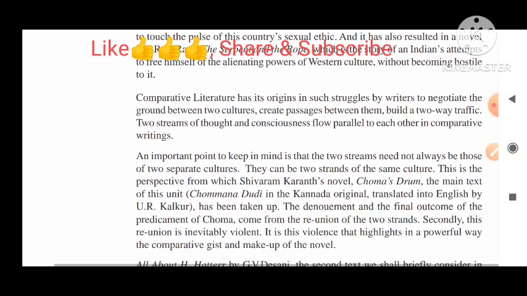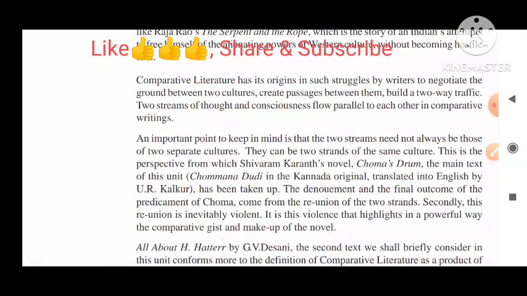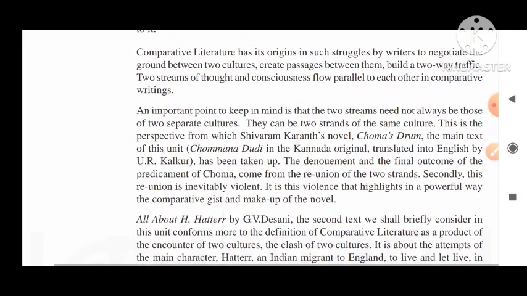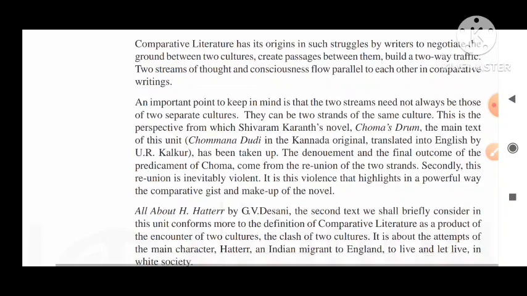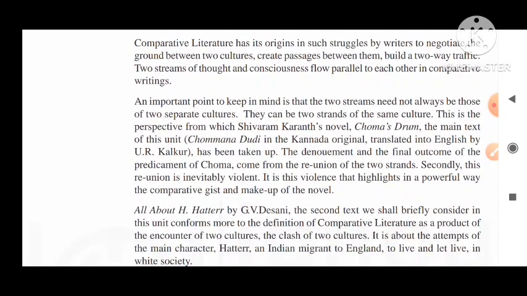Comparative literature has its origins in such struggles by writers to negotiate the ground between two cultures, create passages between them, and build a two-way traffic. Two streams of thought and consciousness flow parallel to each other in comparative writings. So, very important, you can know this when we study world literature. Comparative literature or world literature are two parallel ways of comparison, a two-way traffic, in which literature, ethics and moral values are also transferred to the social, ethical and moral values of another society.